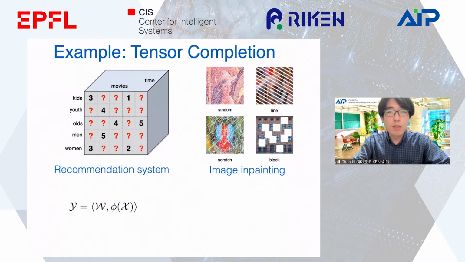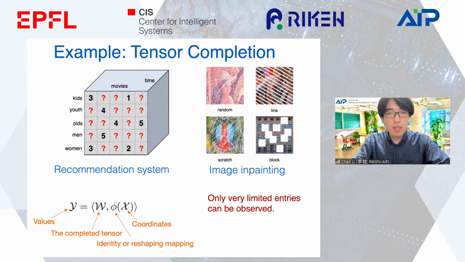And we know that the tensor completion problem also satisfies the mentioned learning equation. But in this problem, the x are coordinates of the entries, y are values of the entries, and the w here corresponds to the completed tensor, which is our target. And the function phi is usually just the identity, and sometimes it's a reshaping operation. And in practice, we usually have to face the situation that only very limited entries can be observed. So the tensor completion usually suffers from the overfitting problem.